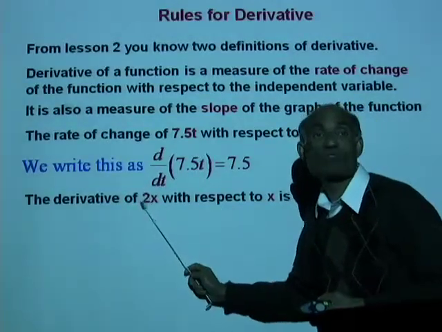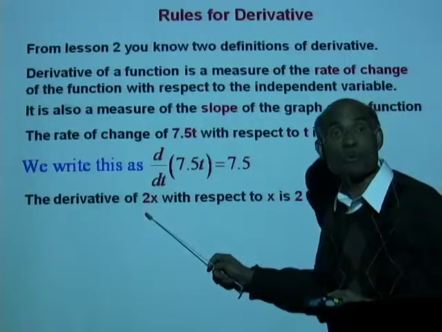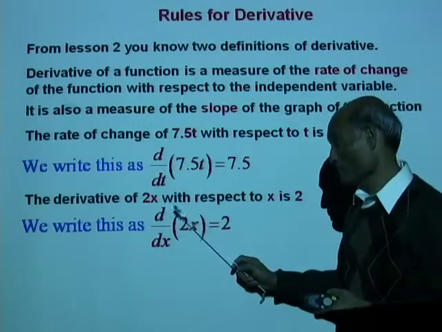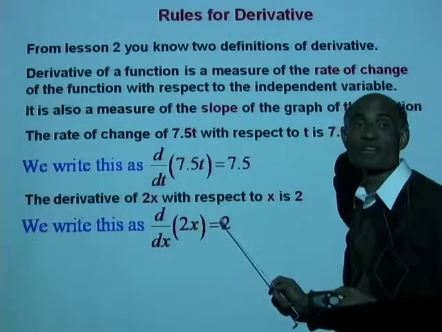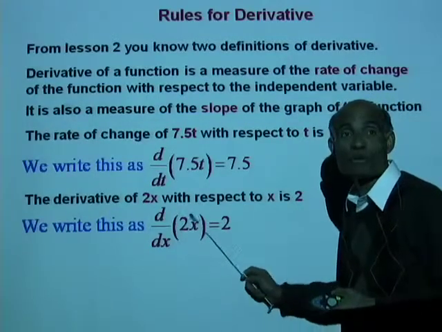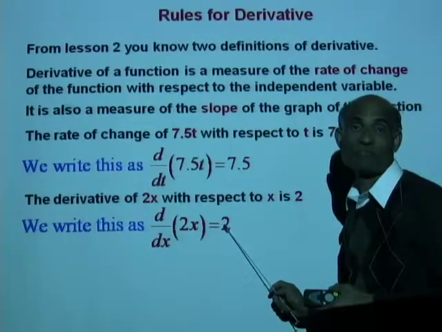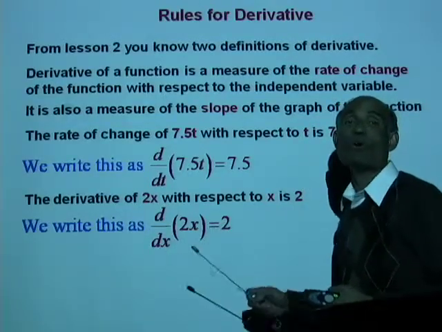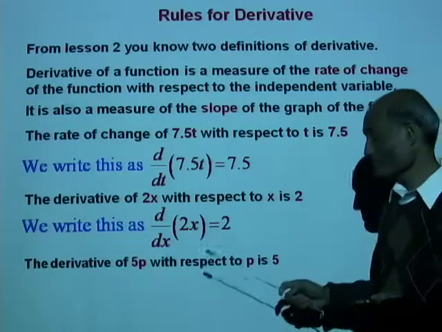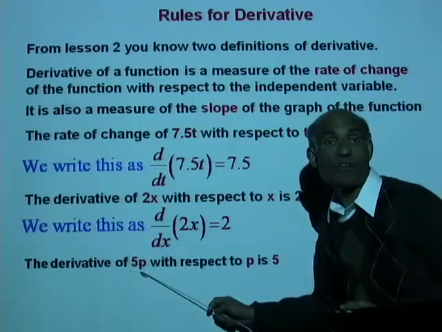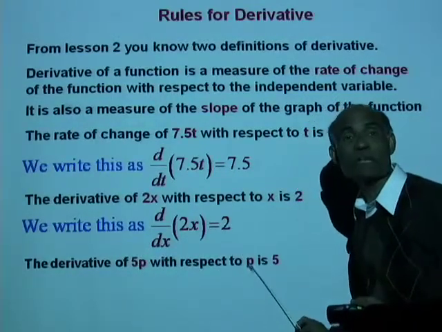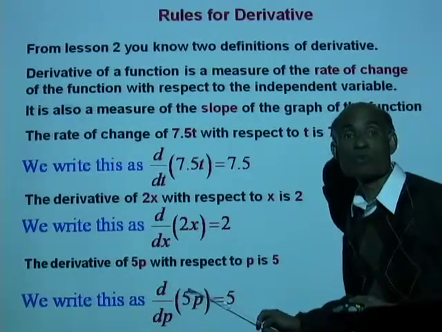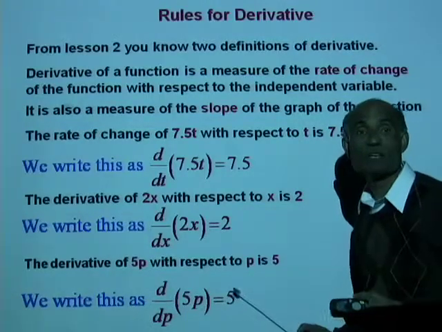Similarly, the derivative of 2x with respect to x is 2. The rate of change of this quantity will be 2. And how do you write that in this format? We say d by dx of 2x equal to 2. The derivative of 2x with respect to x is 2. In other words, if y equal to 2x, then dy by dx will be 2, or y prime will be equal to 2. Again, the derivative of 5p with respect to p is 5, or d by dp of 5p equal to 5.